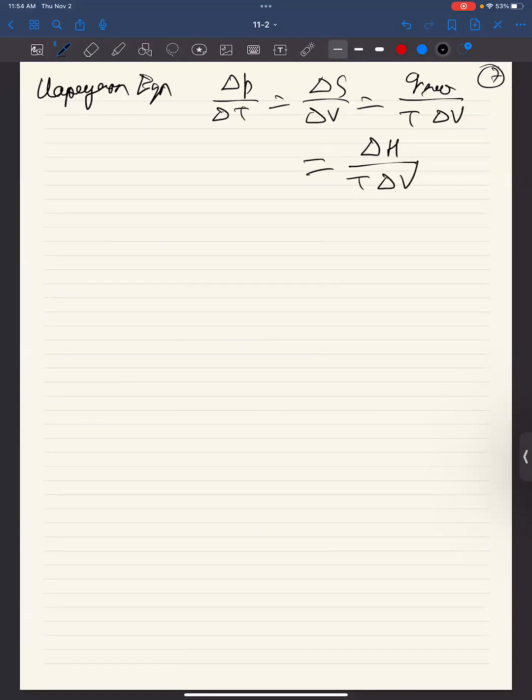And this is exact. And the proof just uses dG is equal to VdP minus SdT, right? If you forget this equation, you just have to remember dG is equal to VdP minus SdT. That's where it comes from. You see the form, right? VdP minus SdT. So dP by dT has something to do with V and S. So it's easy to remember.